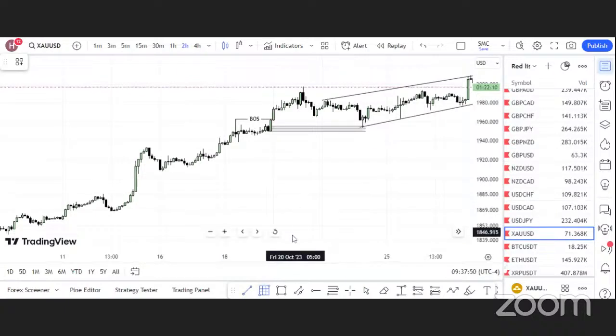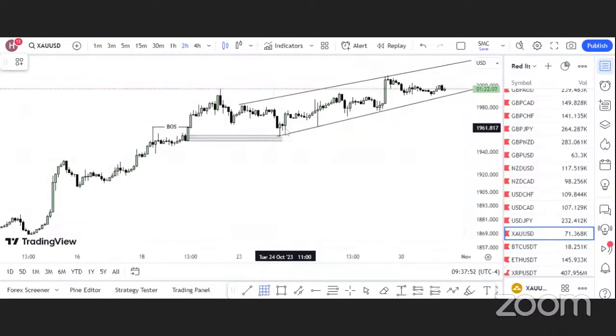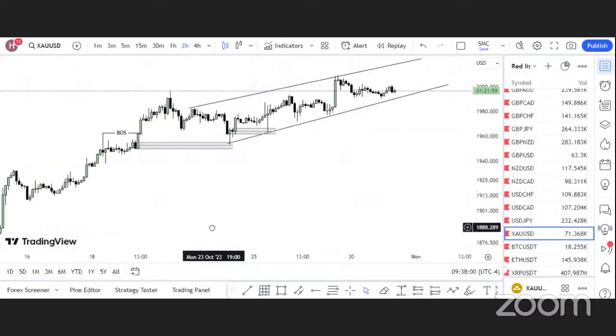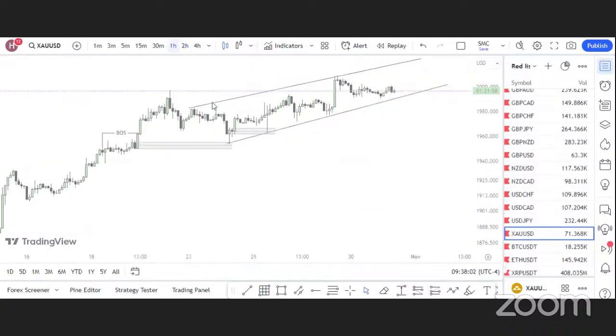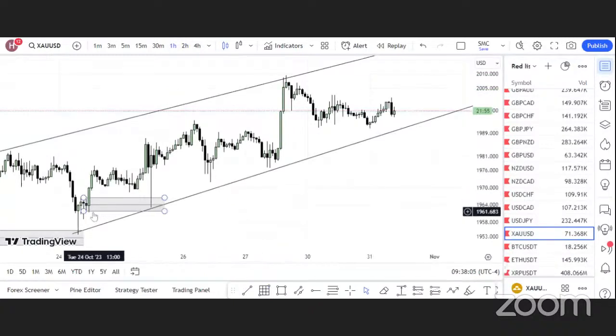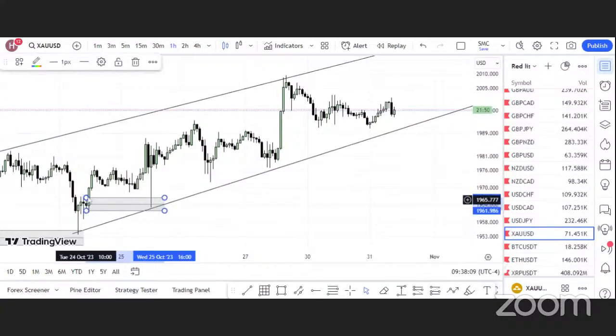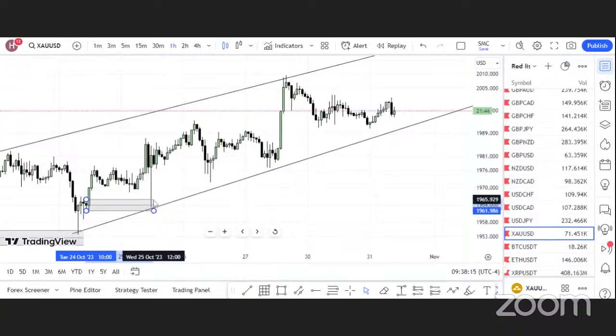So, and again, we have this area. The market came back down, respected this area, and continued to move to the upside. Let's go back to the 1 hour time frame. So let's do this and hopefully we get an entry opportunity here.